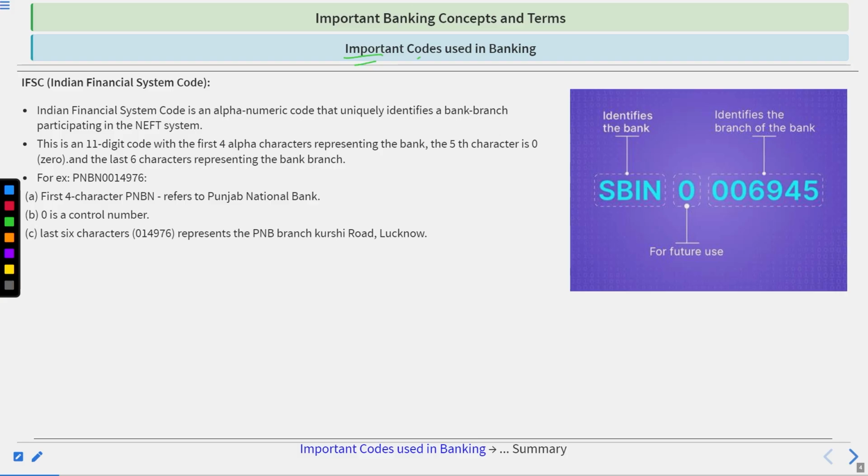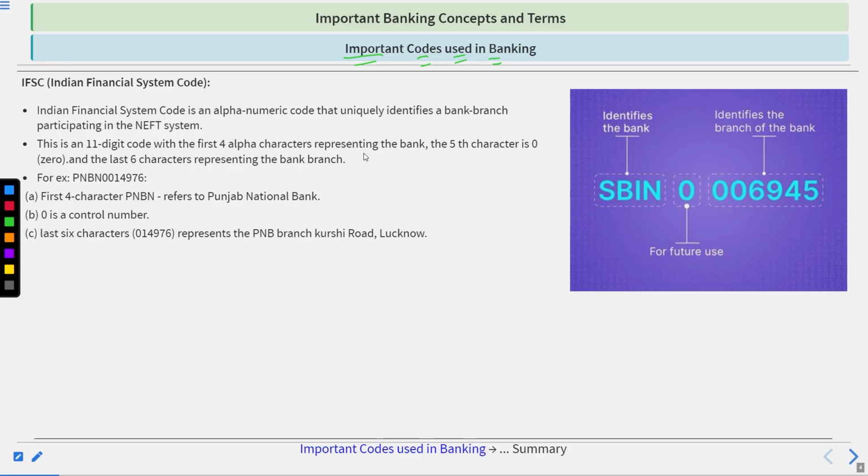Okay. So now, after understanding the disclaimer, let's begin with the topic: the important codes used in banking. These codes are important not just for competitive exams, because we are not just supposed to go and pass the examination. That's why we are learning these things here. But you can say that we even use these codes in our day-to-day lives.